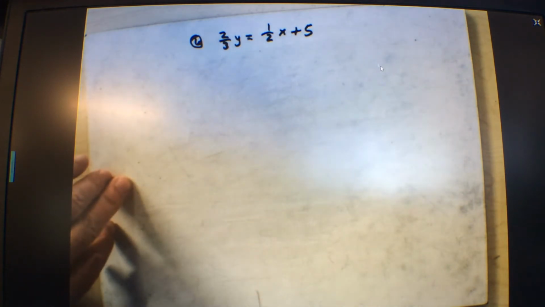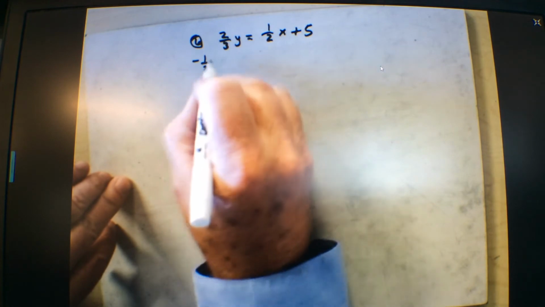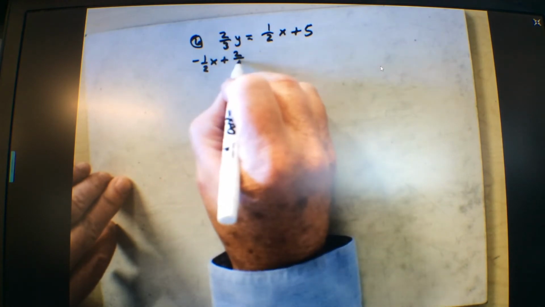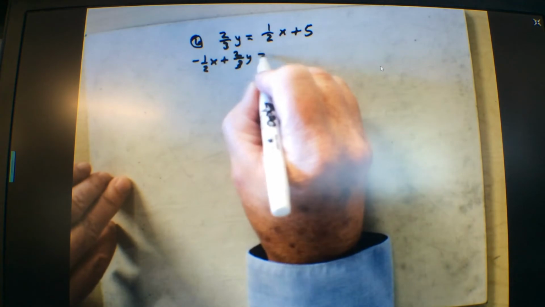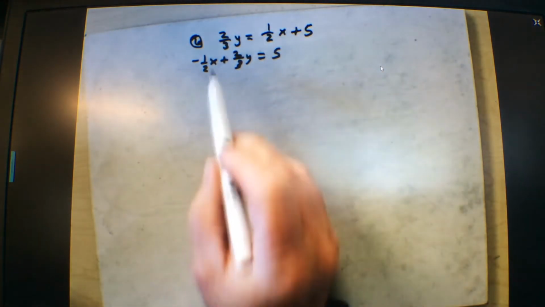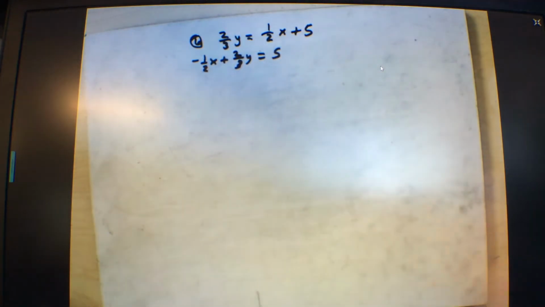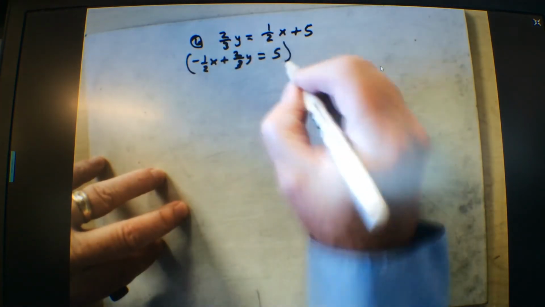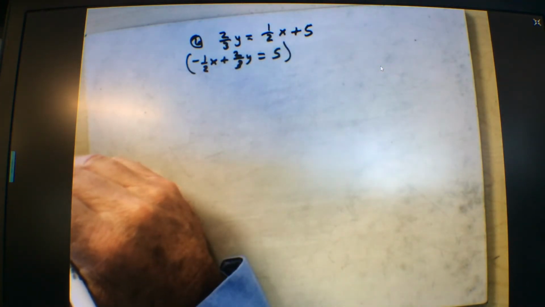How do we move the x to the left side? We just bring it over, and once we bring it over, it becomes negative 1/2 x. Now, are these three fractions, or are these all integers? Is negative 1/2 an integer? Nope. Is 2/3 an integer? Nope. So we multiply the whole thing by the least common denominator. What's the least common denominator between 2 and 3? 6.